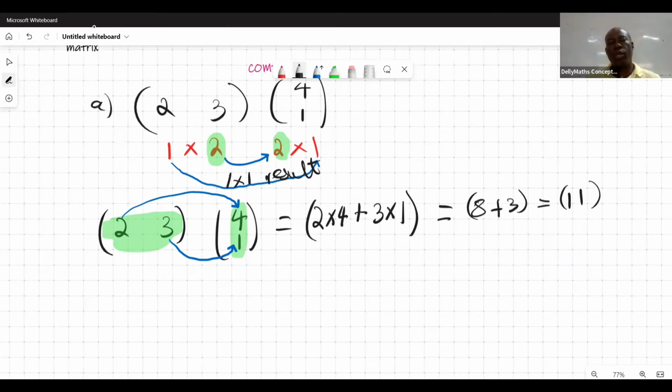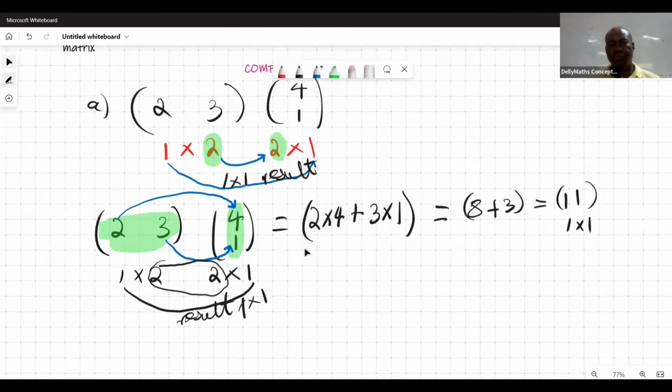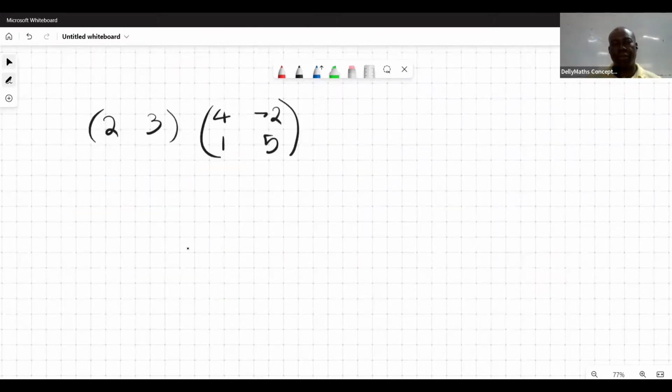As you could see, we were expecting to get a 1 by 1 matrix because the order was a 1 by 2 that will go with a 2 by 1. This tells us that it can work, and the outer numbers tell us the result of the new matrix. You could see it was a 1 by 1, which is exactly that. All right, let us continue looking at more ideas. Let's do our compatibility test.